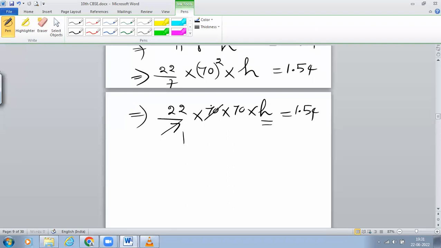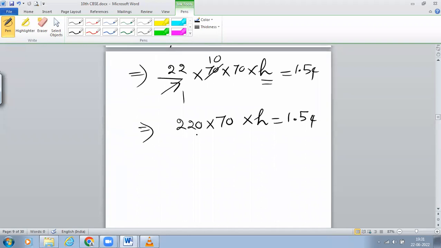7 ones are 7, 7 tens are 70. Therefore, we have 22 into 10 into 70. So 22 into 10 is 220. 220 into 70 into h, which is equal to 1.54 centimeter cube. Right? Now we have to multiply this 220 into 70.